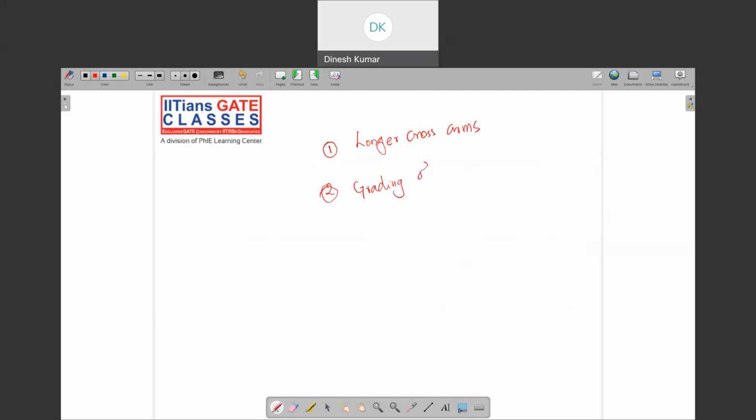What I have mentioned is all the insulators having the same capacitance, right? So what if there is a grading in capacitance? One of the insulators might have a higher capacitance than the other. That is known as the grading of capacitance. And the third one is known as the guard rings.